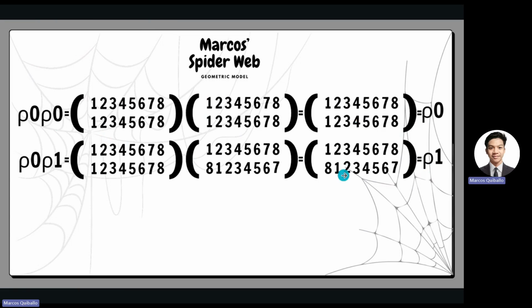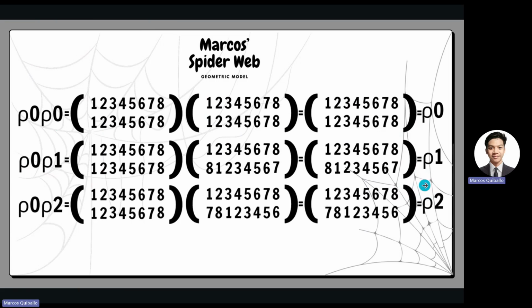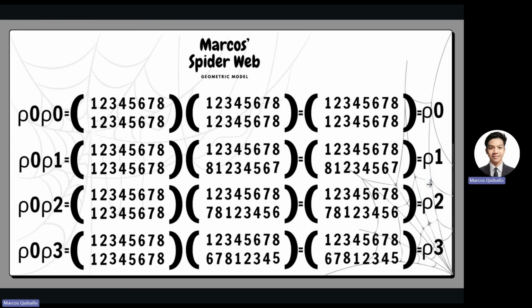So as you can see here, since row 0 is our identity, when we multiply other variables by the identity, the variable is the final result. If we multiply row 0 by row 1, the result is row 1. It is also the same when multiplying row 0 by row 2, which is equal to row 2, and row 0 by row 3, which is equal to row 3.